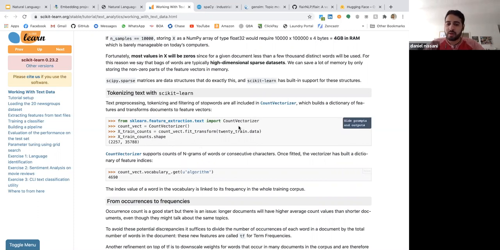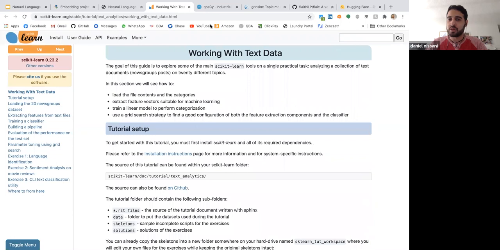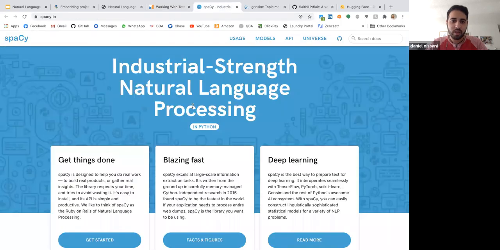They have a count vectorizer tool, which is almost like doing a bag of words. They have a TF-IDF tool that you can use to get TF-IDF vectors. Insanely useful library for models, for feature engineering, etc. Absolutely recommend it. Oh no, yeah, stay up there, please.